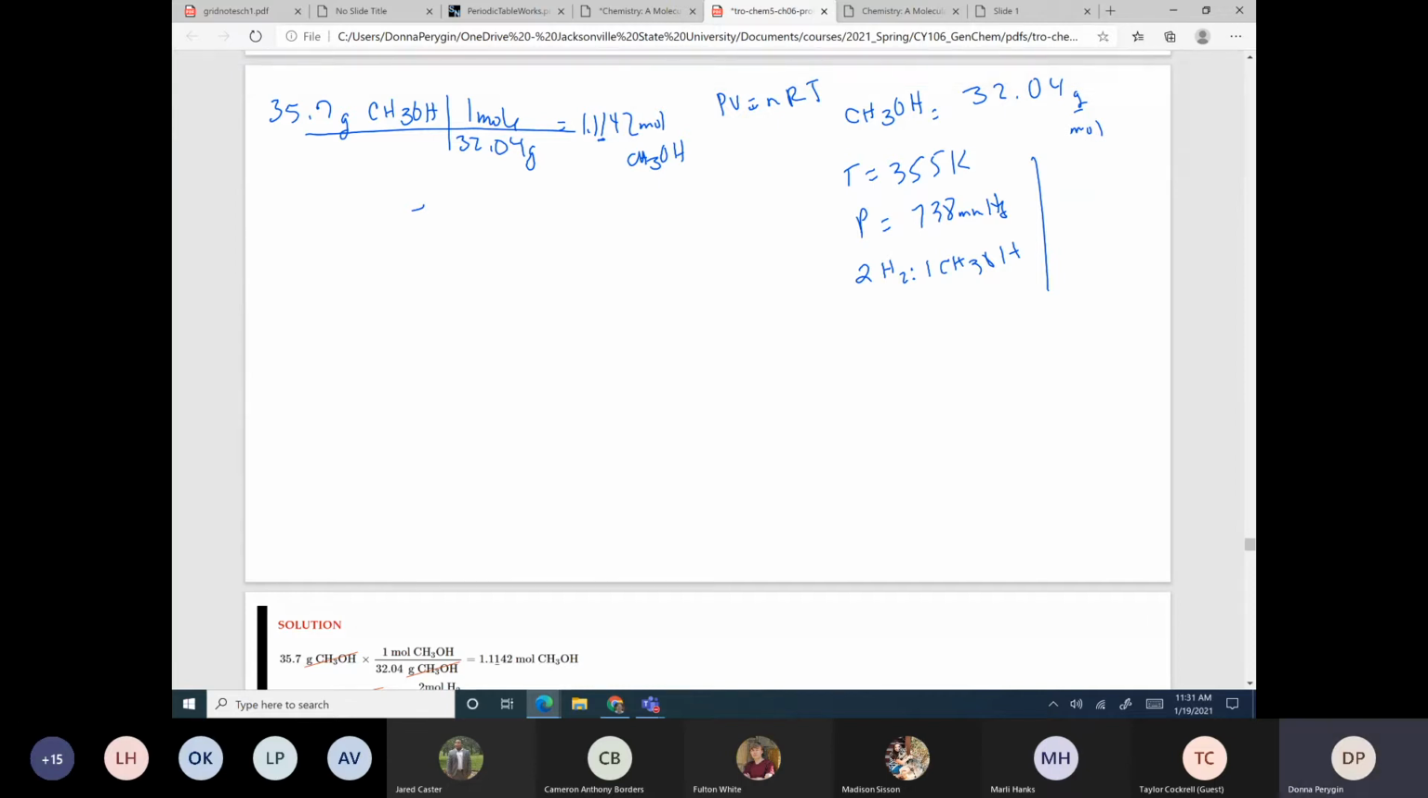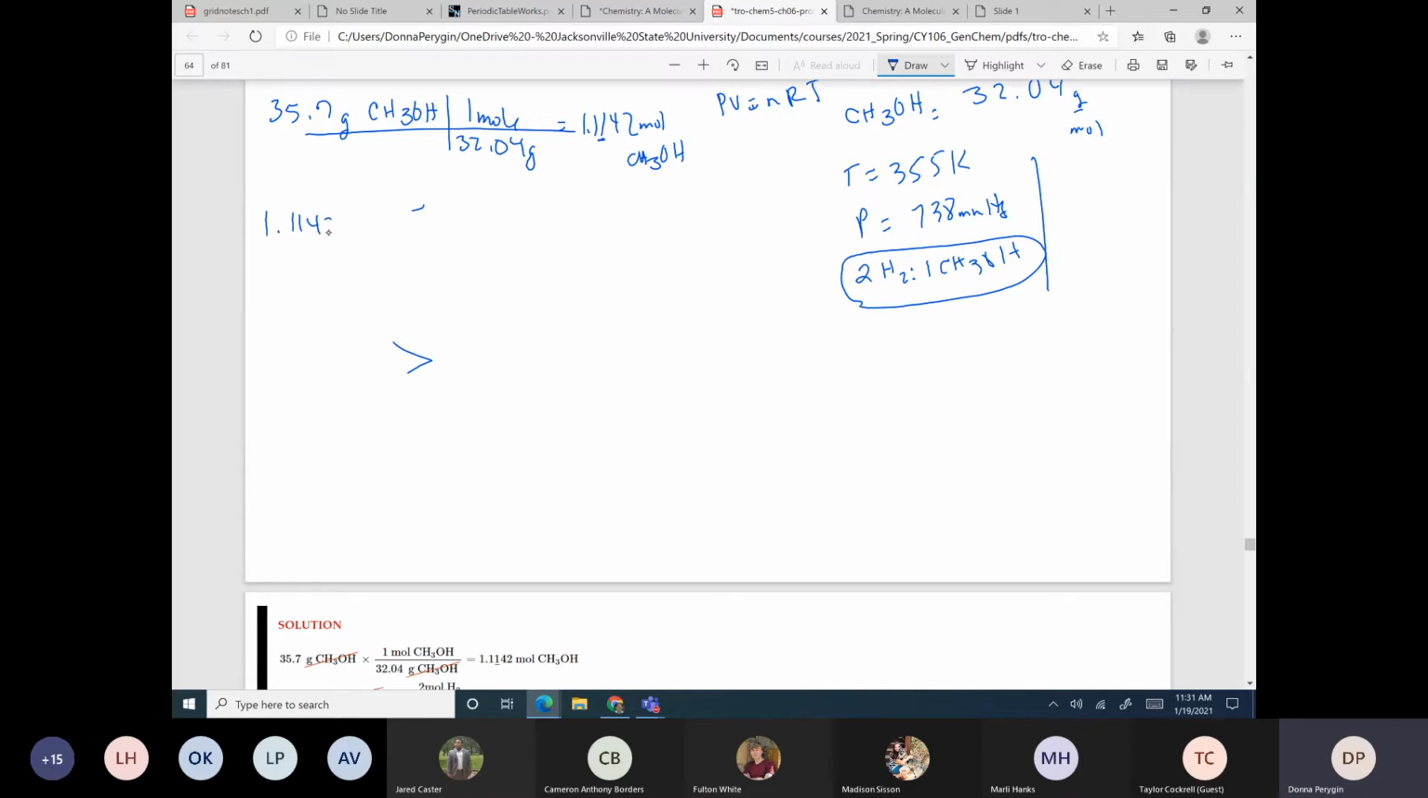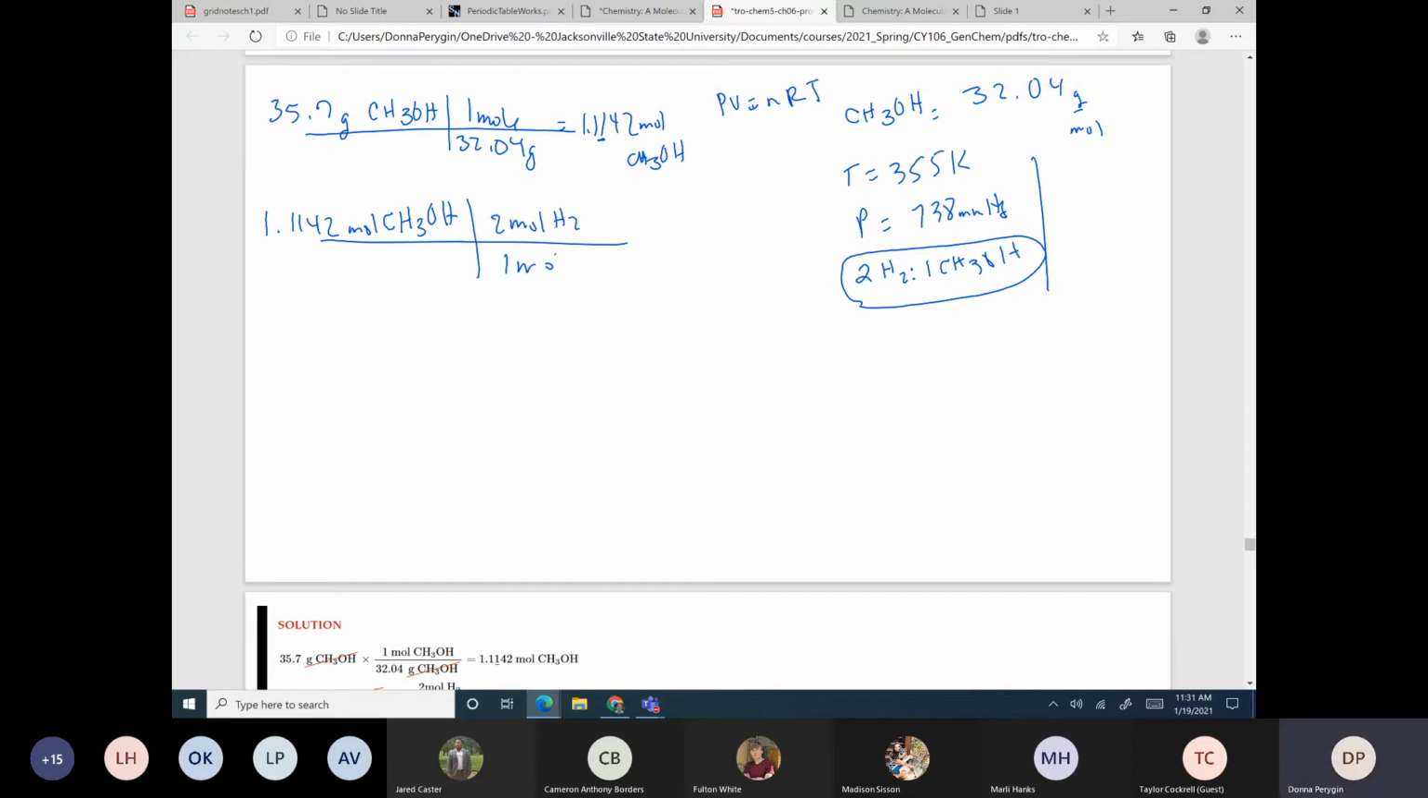All right, and we can convert that moles of methanol to moles of H2 using this relationship from the balanced equation. So 1.1142 moles of CH3OH, and then 2 moles of H2 is 1 mole CH3OH from the balanced equation, and that's equal to 2.2284 moles of H2.